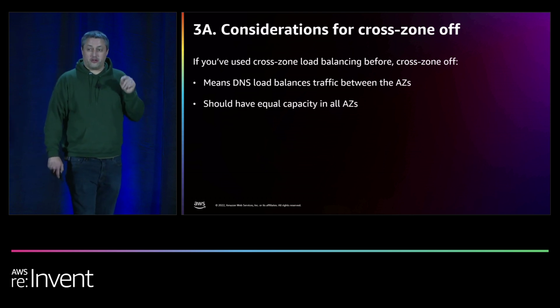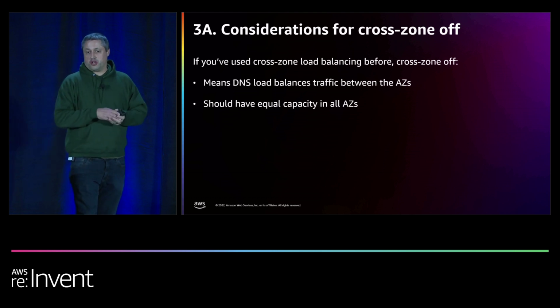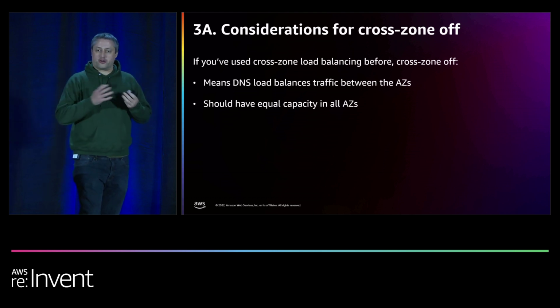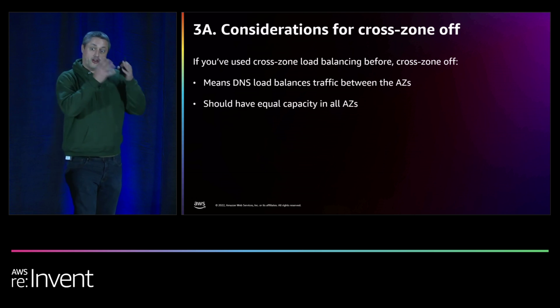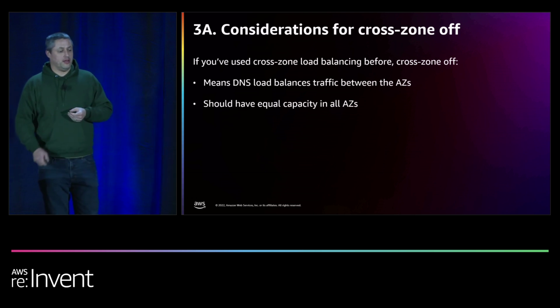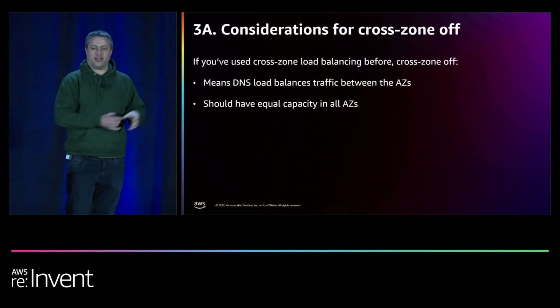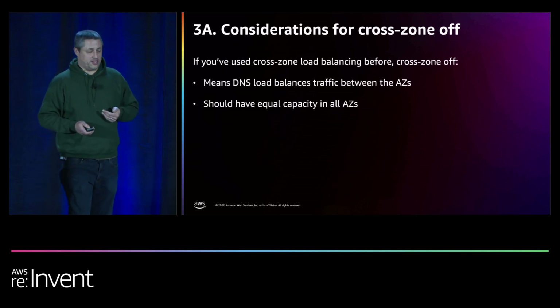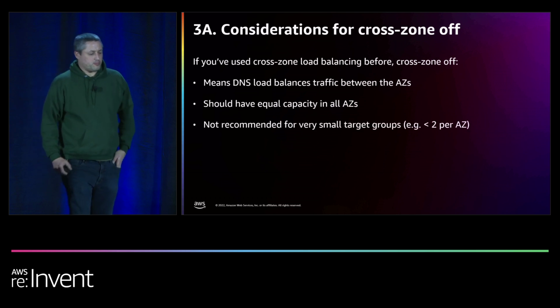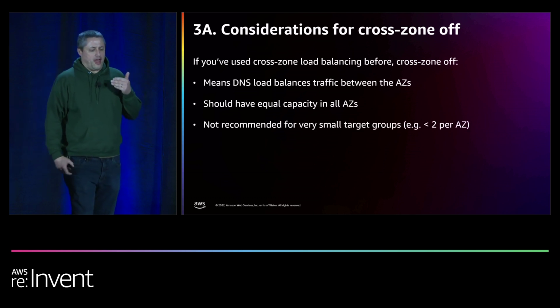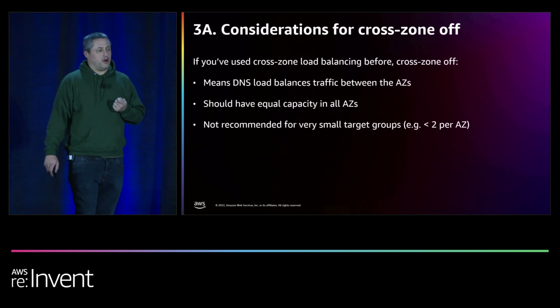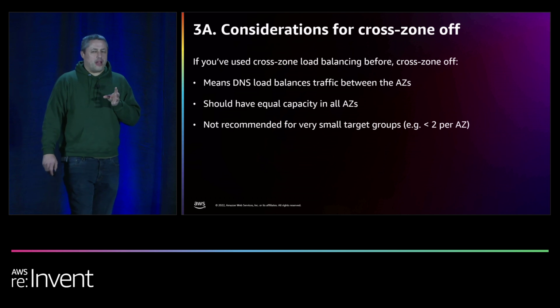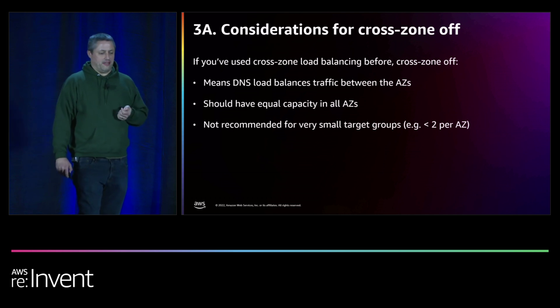You should also make sure that you have equal capacity in all AZs, because if you're anywhere large, you're going to see all the traffic evenly spread over the AZs, and they can only go to the hosts in the local AZ. So if you have 3 hosts in one AZ and 1 in each of the other 2, you really need to even that out before you turn off cross-zone load balancing. The ELB team tends not to recommend this for very small target groups. So if you only have 1 or 2 hosts behind your load balancer, you may want to think carefully about this. If you have a bigger application, it's usually pretty safe.